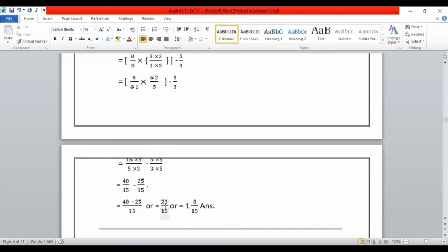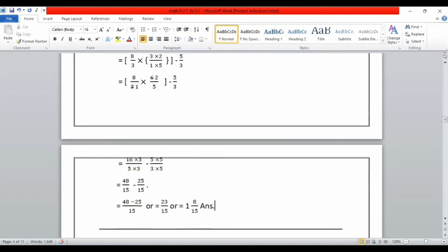Or you can divide by 15. 15 can cancel the 23 one time. And 23 minus 15, the remainder will be 8, so 1 whole 8 over 15. This will be the answer.